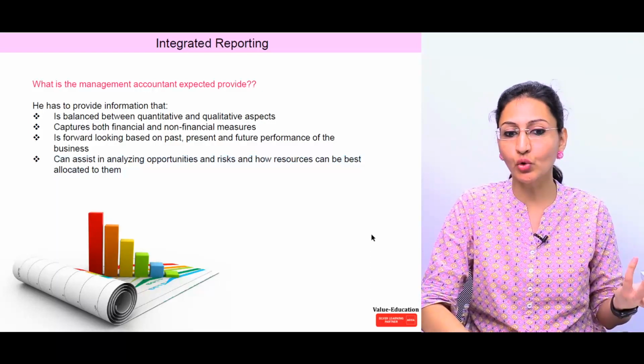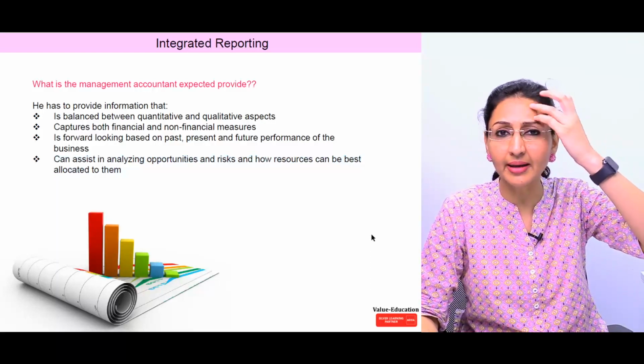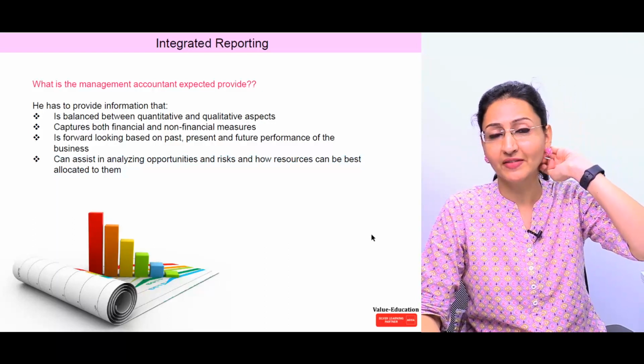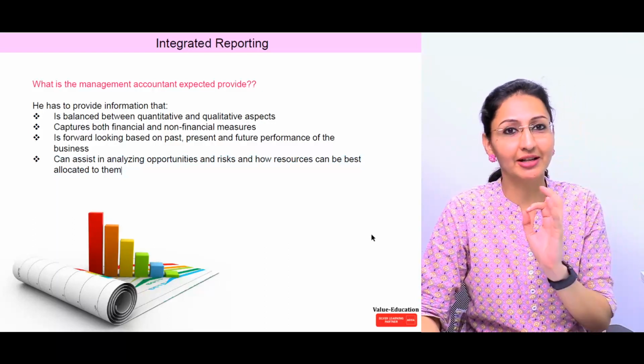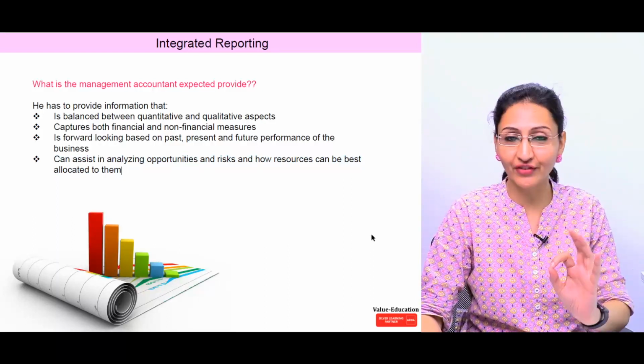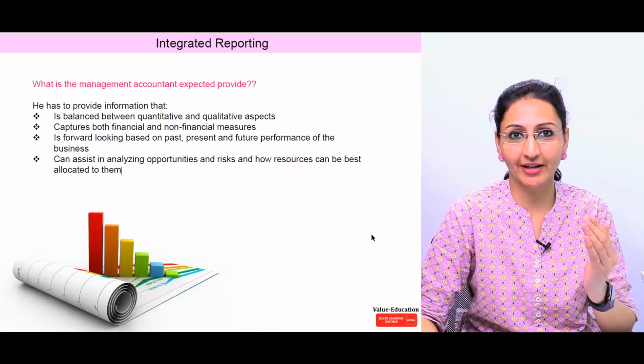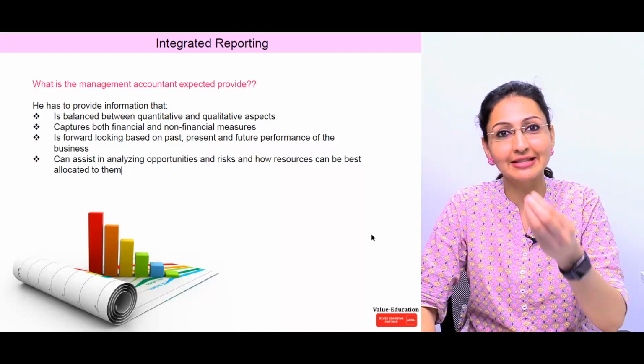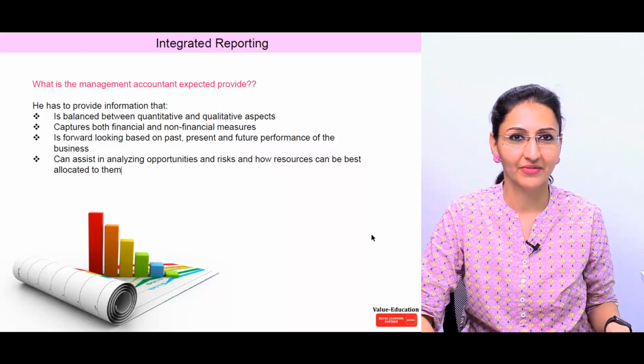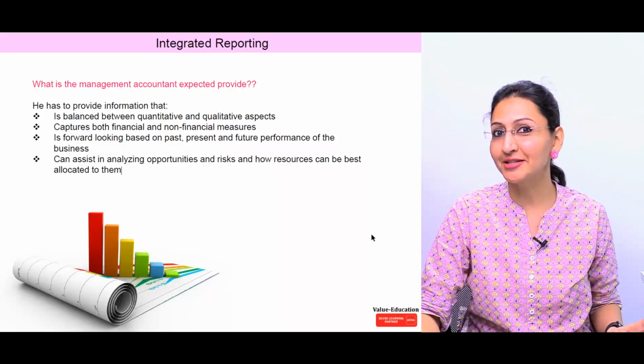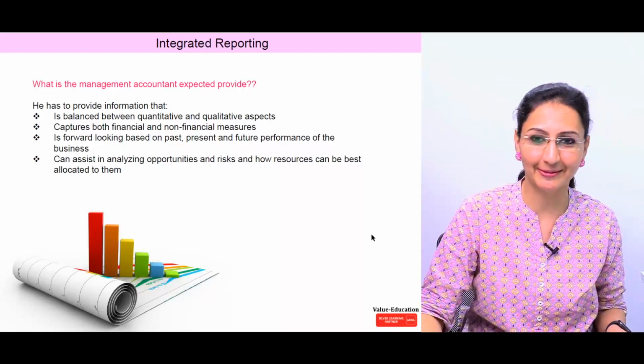So this is the new role. Although you are not supposed to learn them, you should have an idea that the role of a management accountant has now shifted from an information provider to a decision support manager. Now he is a support system in business strategy making, right?